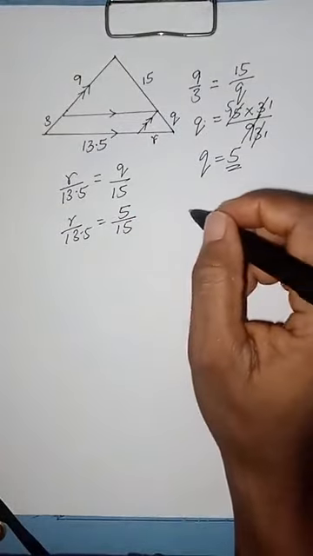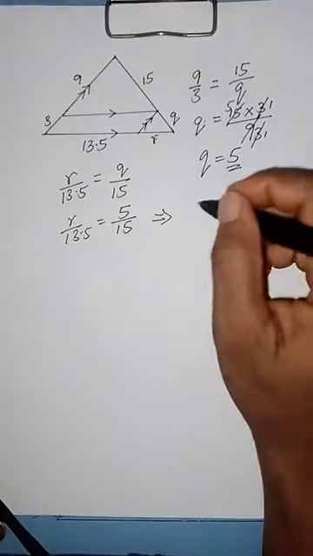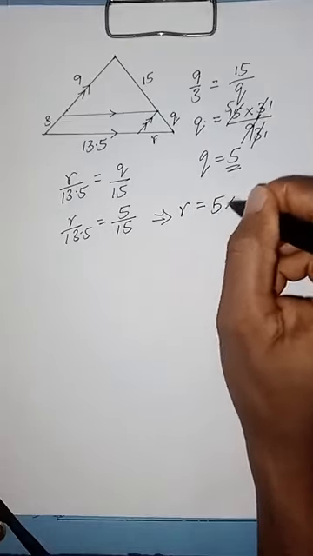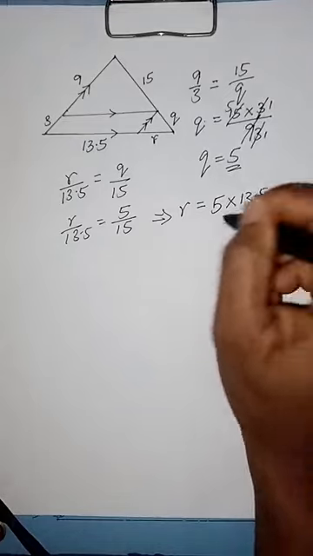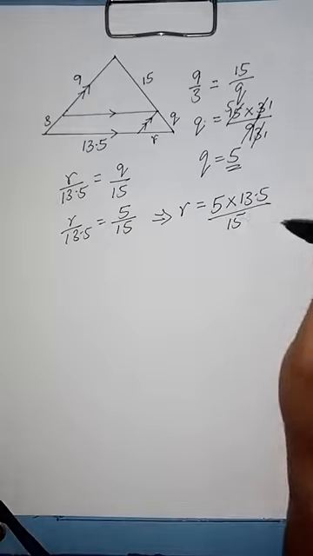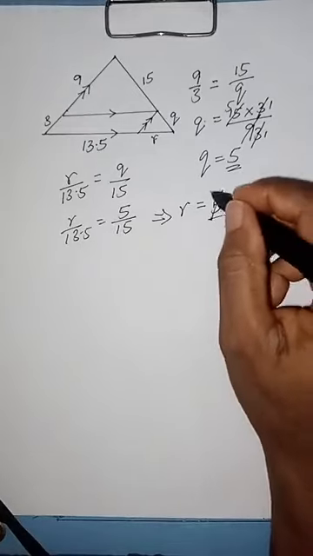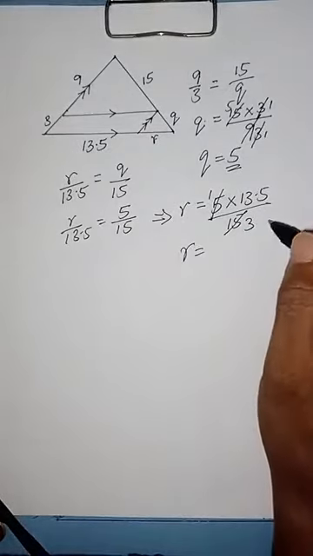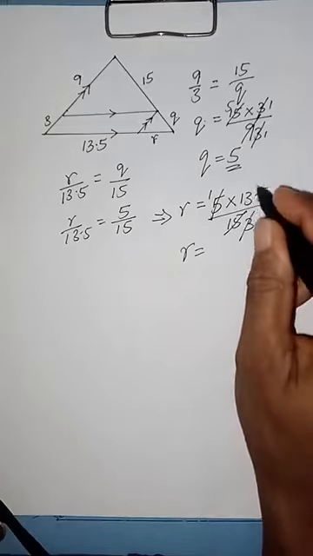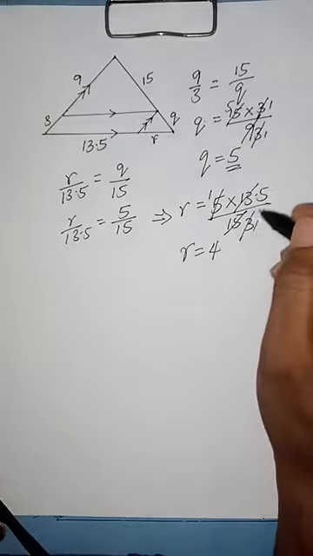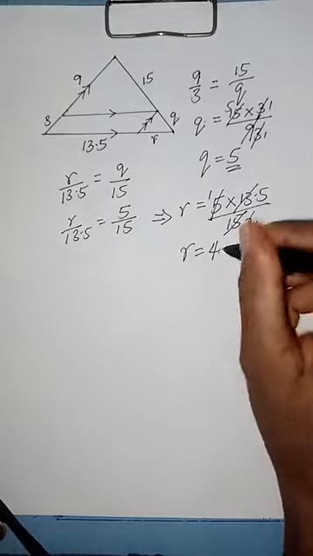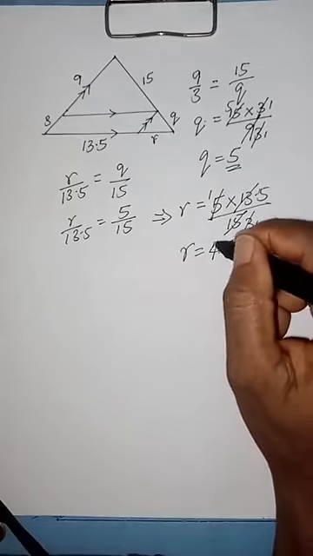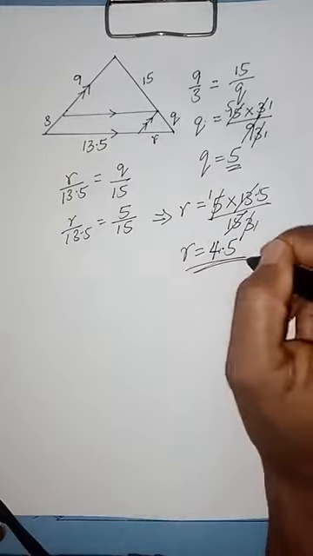You cross multiply. This implies you're going to have R to be 5 multiply 13.5 and divide 15. Here you're going to have 3. And if you divide 13.5 by 3, you're going to have 4, you're left with 1, your decimal point, and put a 1 here, into 15 is 5. So that's your answer, 4.5 for the value for R.